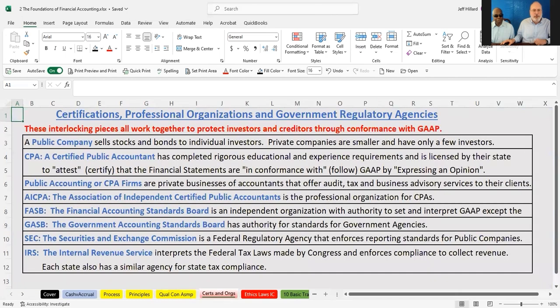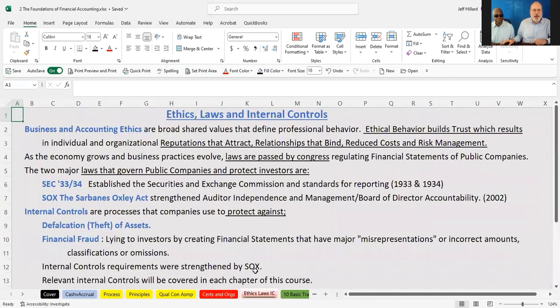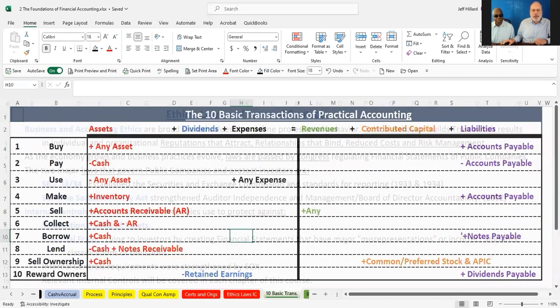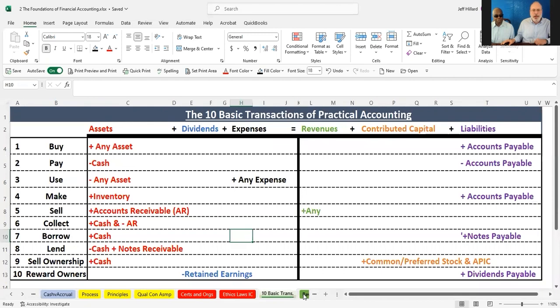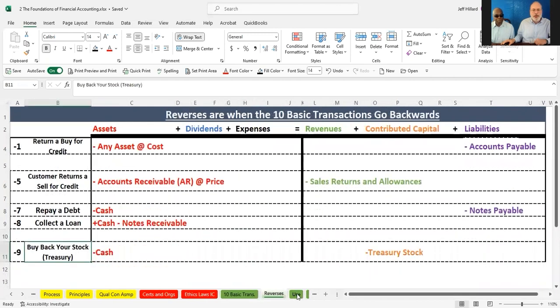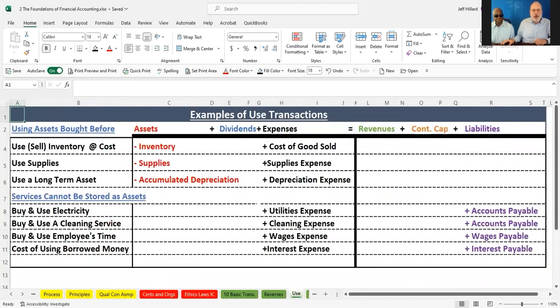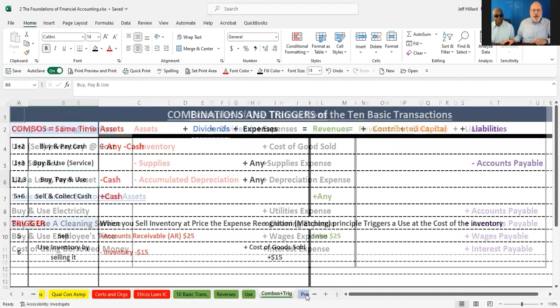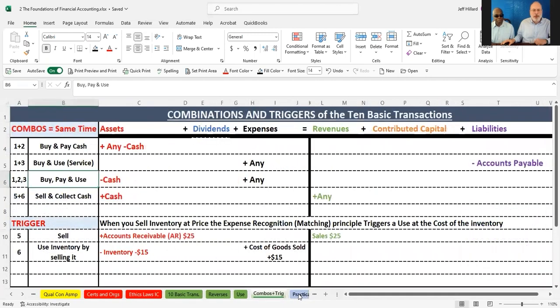In the next video, we're going to talk about certifications, professional organizations, and regulatory agencies, ethics, laws, and internal controls. In the next video, we're going to go back to our 10 basic transactions and do reverses, talk a little bit more about use and combos and triggers. Don't freak out. These are intuitive.